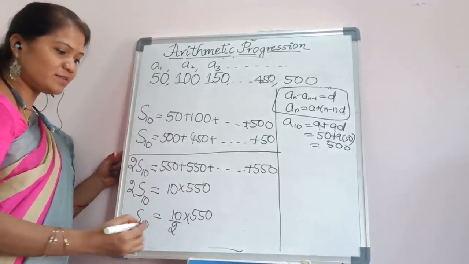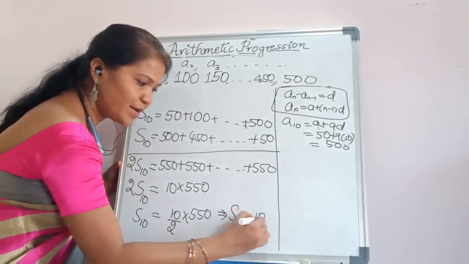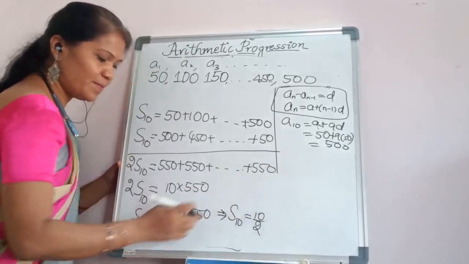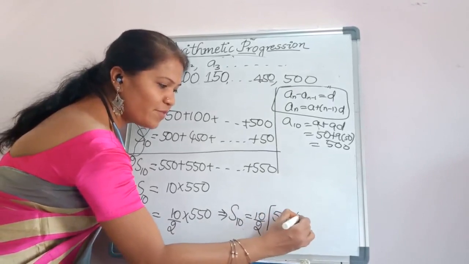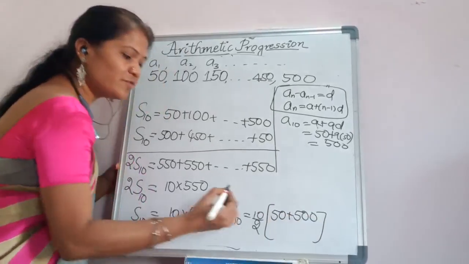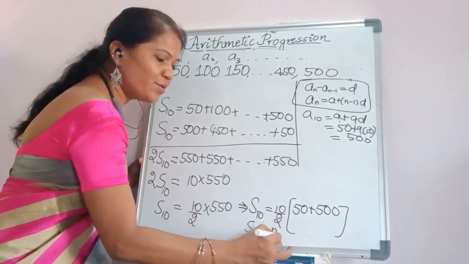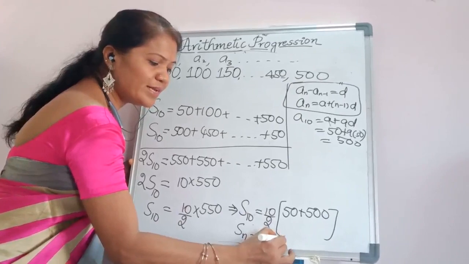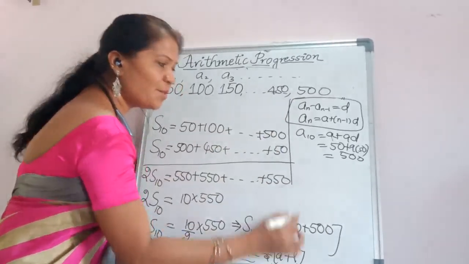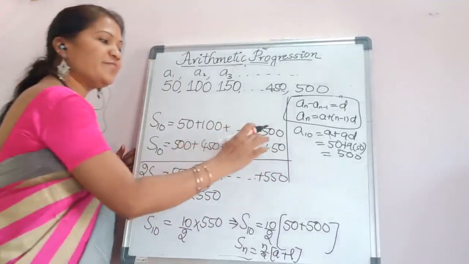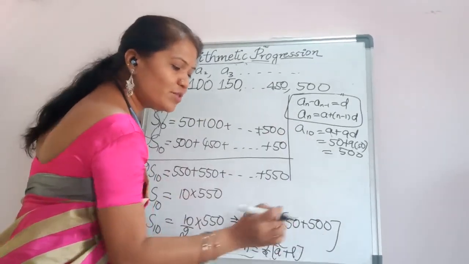This I can split like this now. How? S10 is equal to 10 by 2 into, first I am writing it as 50 plus 500. So the formula is Sn is equal to n by 2, for 10 days, n by 2 into A, 50 is A, plus your last term, which is 500. Suppose you don't know the last term, suppose it is for n days, then how can this 50 be written? This 50 is what? A, no? How can this 50 be written?